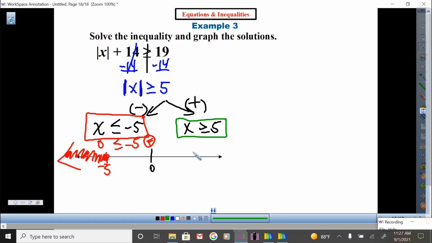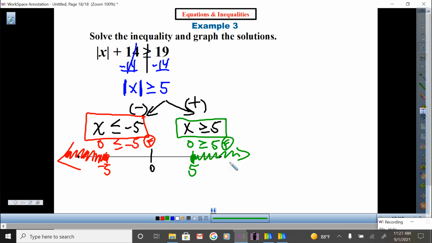Next, 5 is over here. Has an equal sign, so it's a solid point. And let me see if I can shade towards 0. So I'm going to substitute 0 in here. Is 0 greater than or equal to 5? That's also false. So I'm not going to shade towards 0. I'm going to shade in the opposite direction.